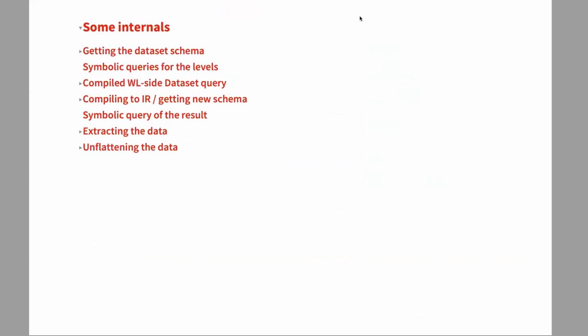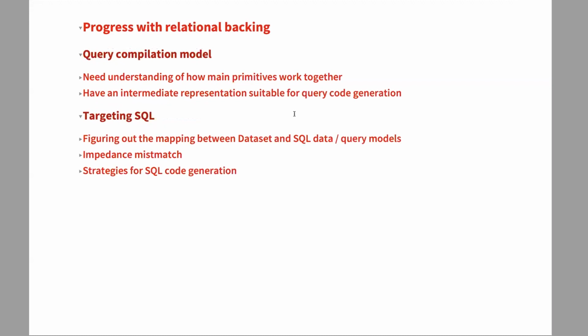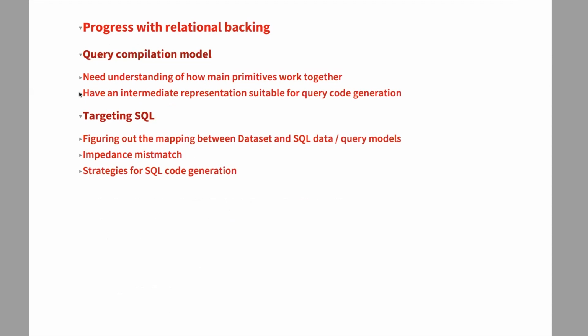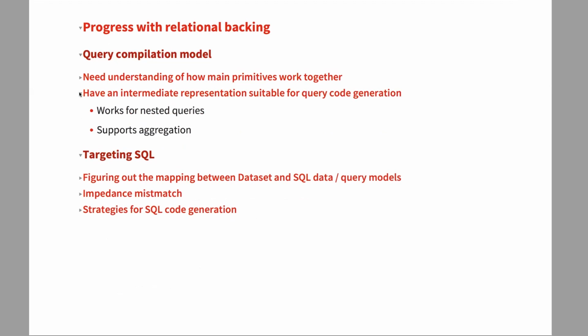I'm running out of time, so I will probably not show much of the internals, which I was going to show, but some of them follow along the same lines as for the in-memory data set. And so the main things I kind of explained already. Speaking about the progress, one thing we are in the process of is understanding how all these primitives used in the data set play together and how they can be translated into relational queries. But we have this intermediate representation, which is a schema, which is suitable for code generation for these queries.